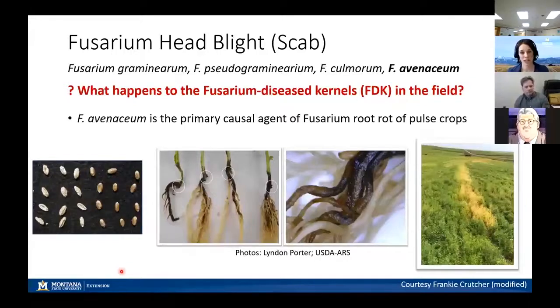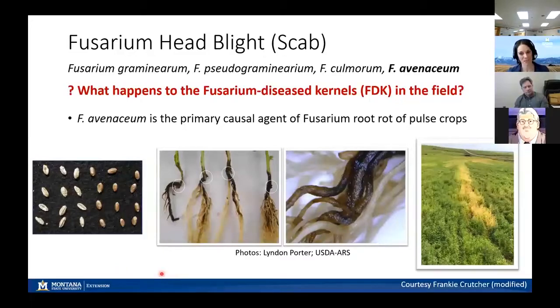And so this is exactly the study that she conducted. And some of those results I want to share with you because I think it's very interesting and it's worth considering for the future. So just to give you a picture of what I'm talking about, I'm talking about Fusarium root rot in peas.